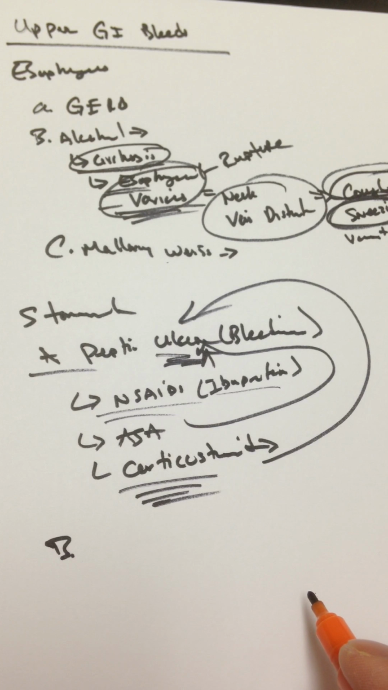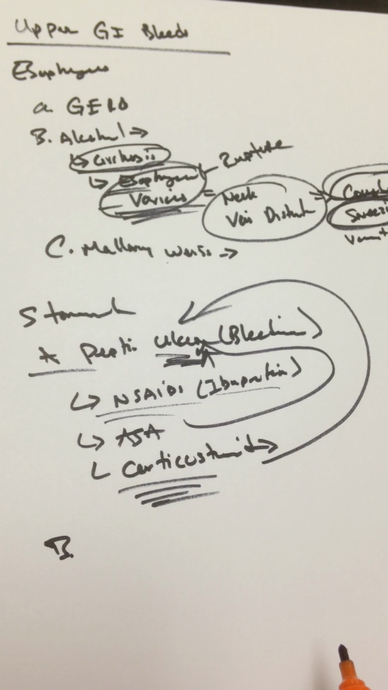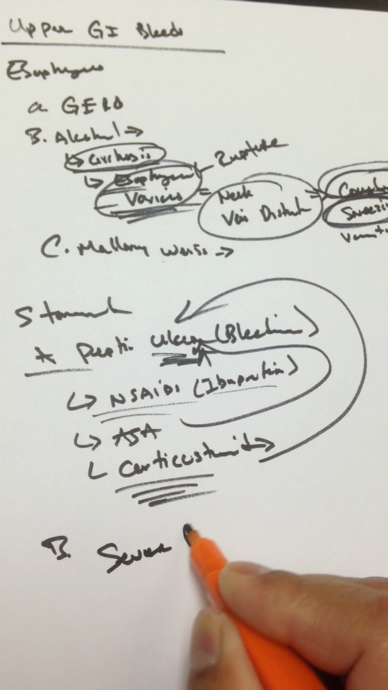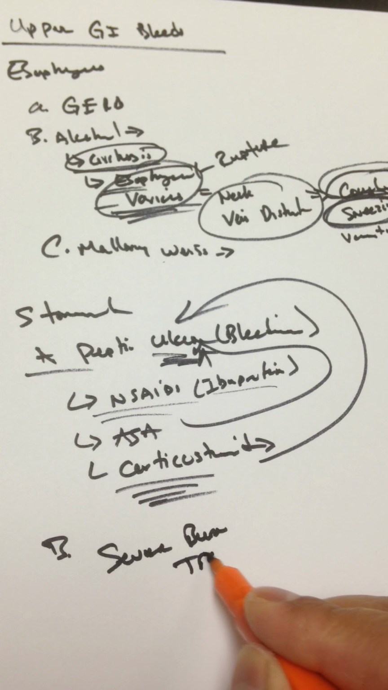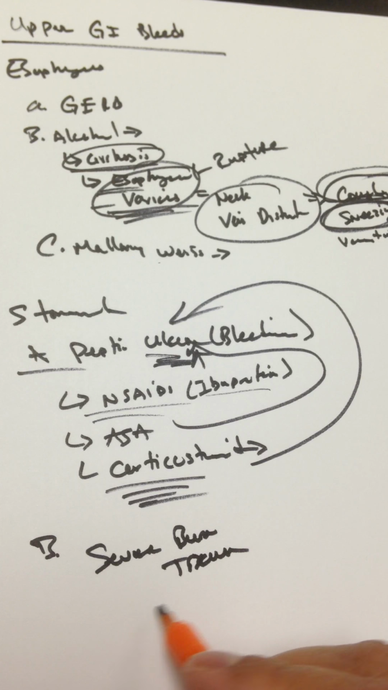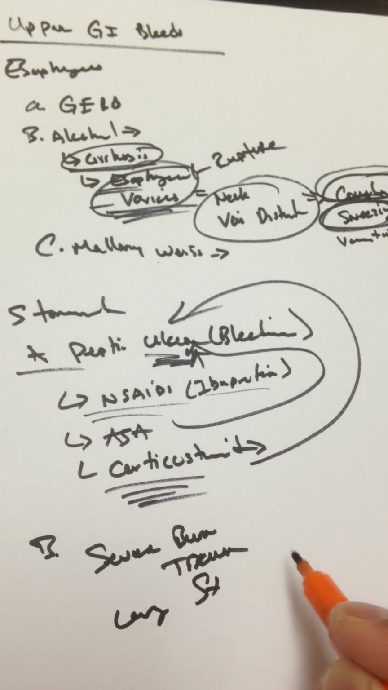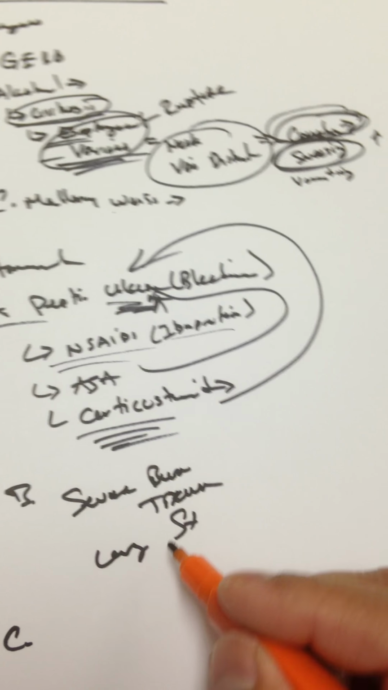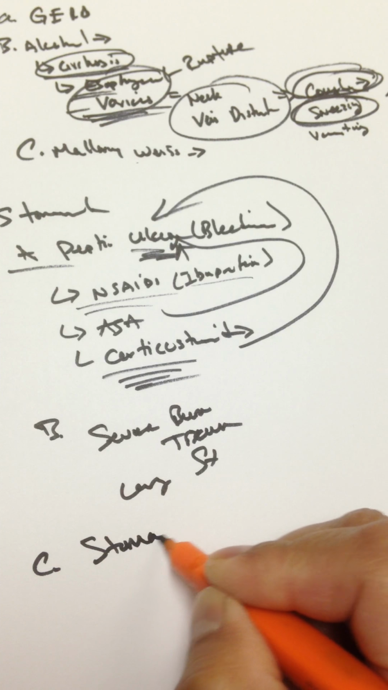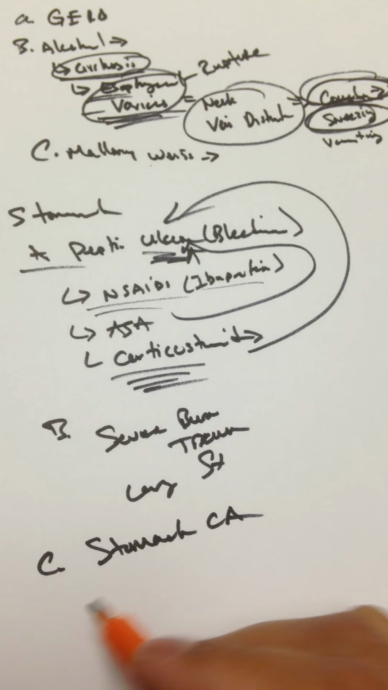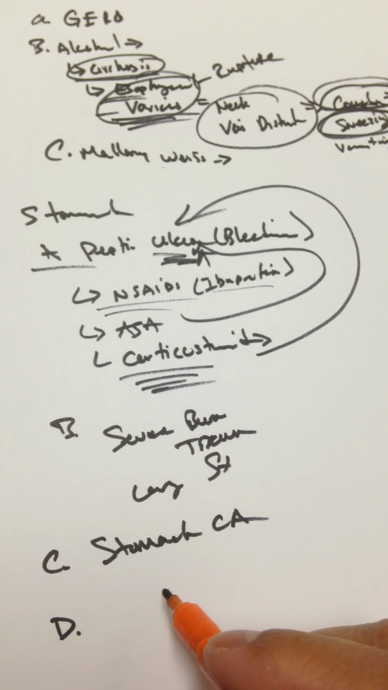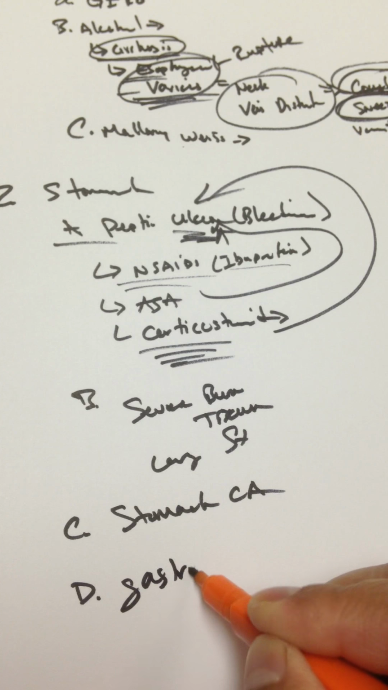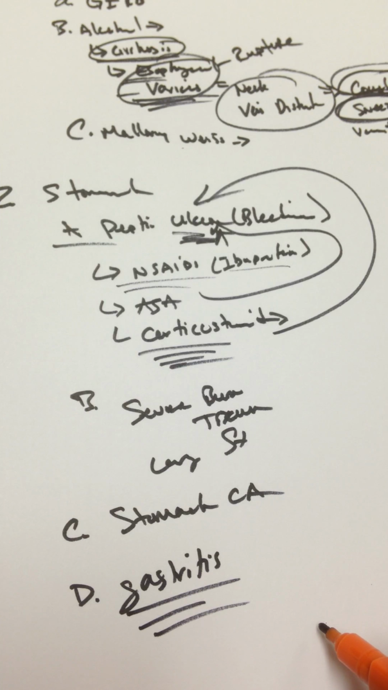So you got A here. B. This is something called stress-related mucosal disease. So this could be something like a severe burn, trauma, or maybe a large surgery. Again, you're causing the body to be stressed. C. Something like stomach cancer. We'll focus on this in a different lecture. For now, simply gastritis, inflammation of the stomach.